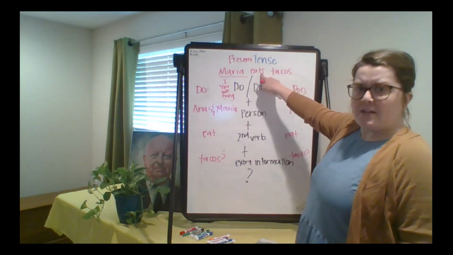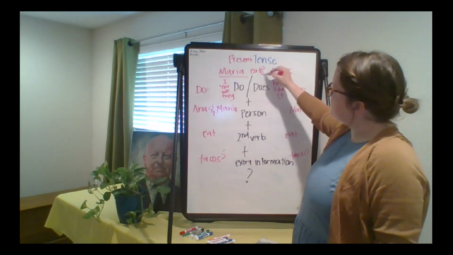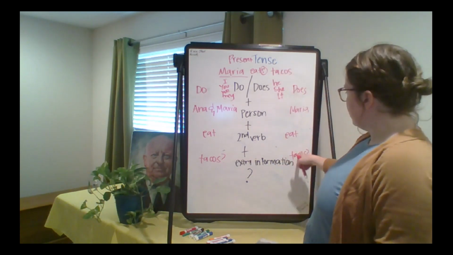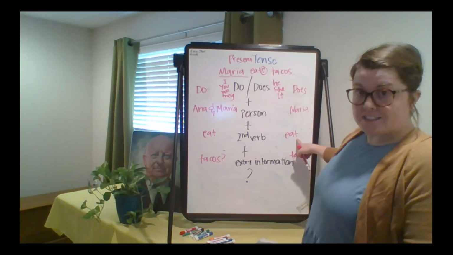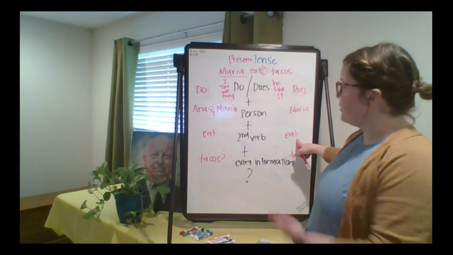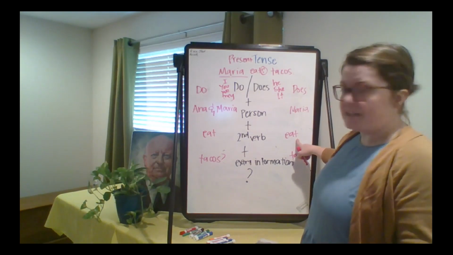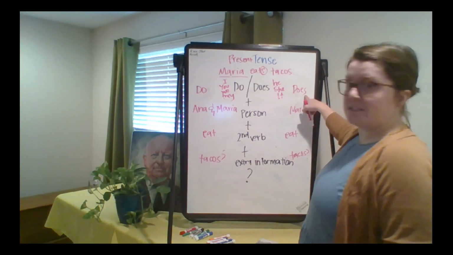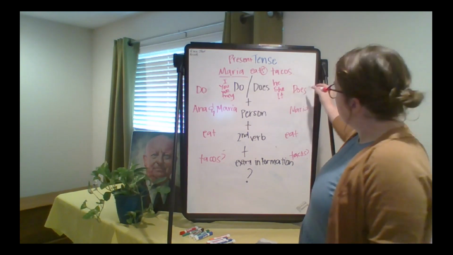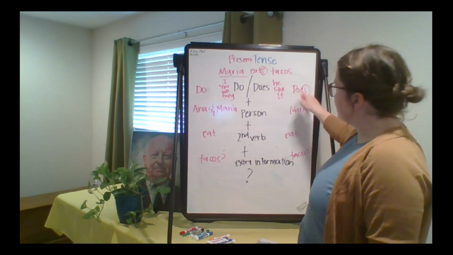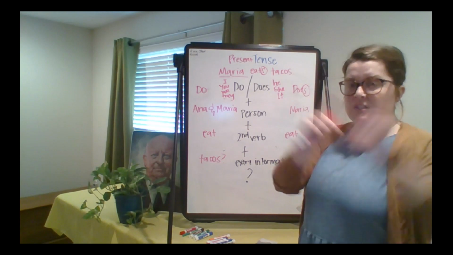Now, you might be wondering, why do we have an S here? Maria eats. And we don't have an S here. Why? Where is the S? Maria needs an S. Where is the S? So look up here. It's on the does. The does has the S. You only need one S in the sentence.